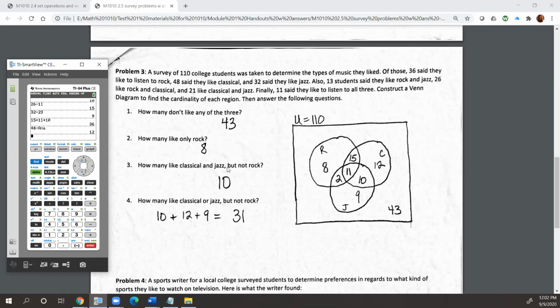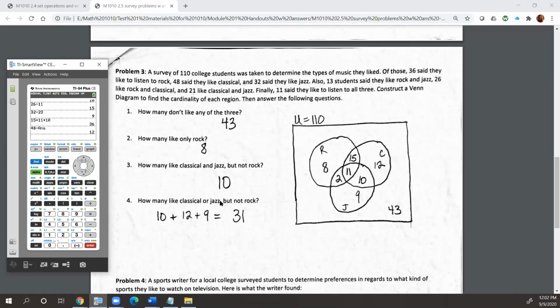How many like classical and jazz? That's classical and jazz, but not rock. Now, and means the intersection. So we're looking at these numbers 11 and 10, but not rock. So we cross off the 11. What's left is 10 students that like classical and jazz, but not rock.